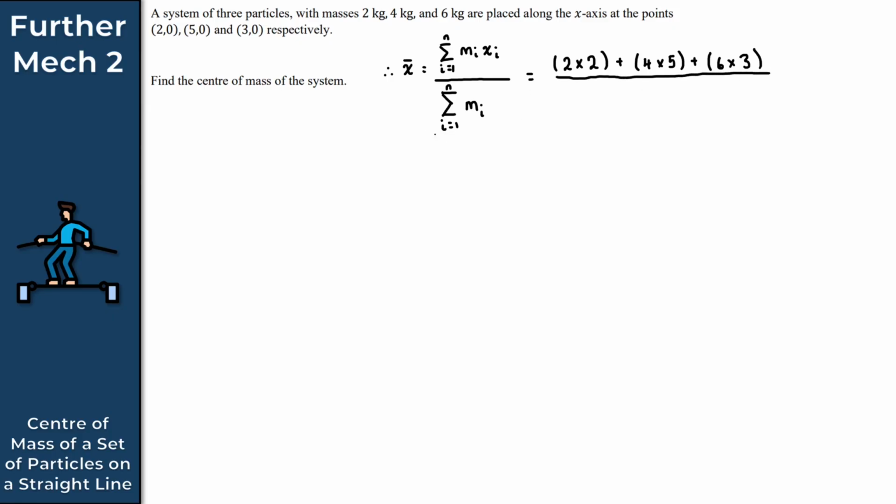What about the denominator here? The denominator, nice and straightforward, is just simply the sum of the individual masses. So 2 plus 4 plus 6. Like so. So let's just simplify and see what we get. 2 times 2 is 4, 4 times 5 is 20, 6 times 3 is 18. Add those together. What we get for the numerator is 42. And this is all over 2 plus 4 plus 6, which gives us 12. So we get 42 over 12. And if we evaluate this, what we get is 3.5. Okay. And don't forget, this 3.5 here is x bar.